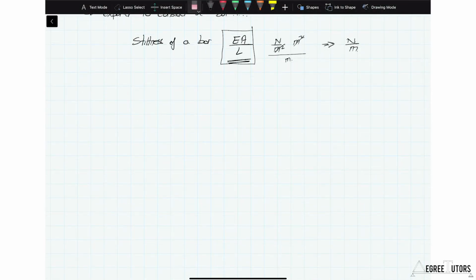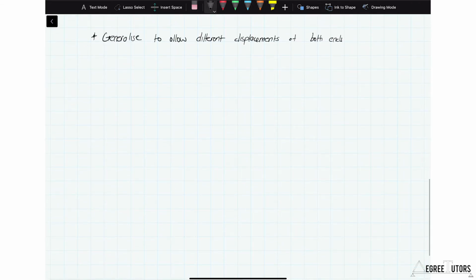Now we need to generalize this force displacement relationship for the case where we have potentially two different displacements at either end of a bar. So we'll generalize to allow for different displacements at both ends. We can start off here and sketch out our bar element.